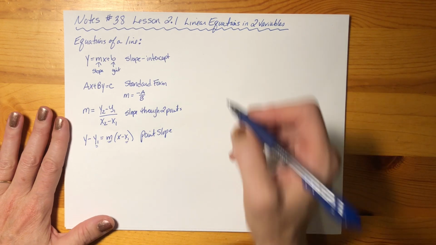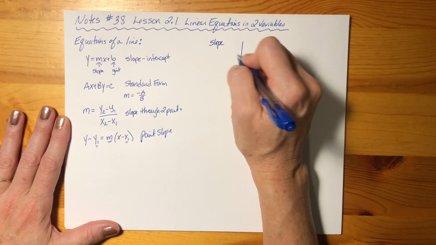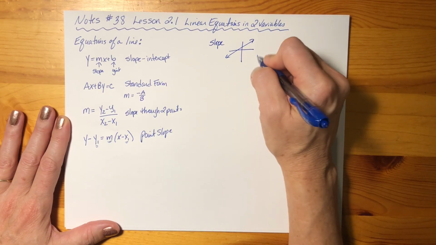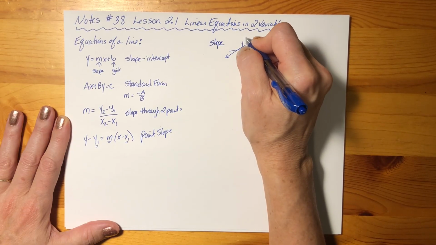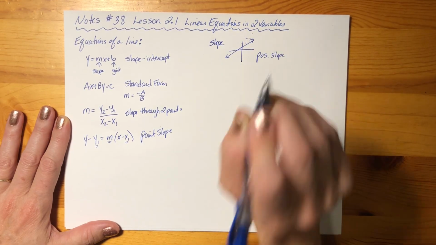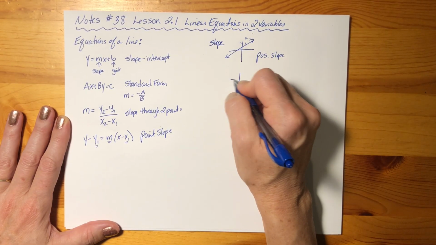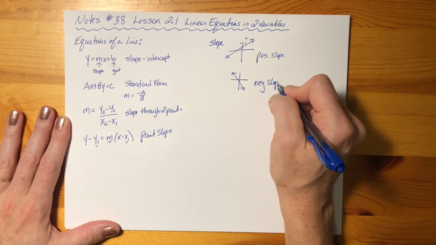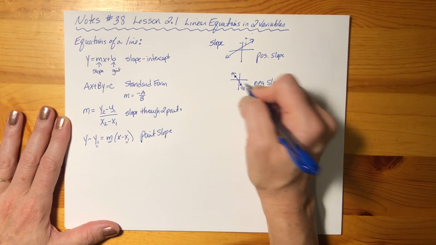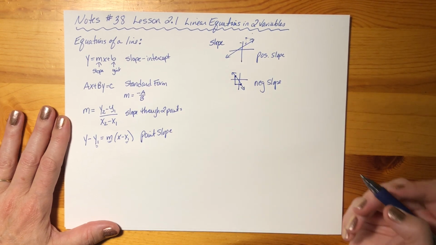Let's talk a little bit about slope. If I have a line that goes up in this direction, we would say that this has a positive slope, because I'm rising a positive and running a positive. If I go the other direction, this way, this is going to have a negative slope. To go from this point to this point on the line, I'm going to drop down and move to the right. So the rise would be a negative, and then to the right would be positive. So that's a negative slope.